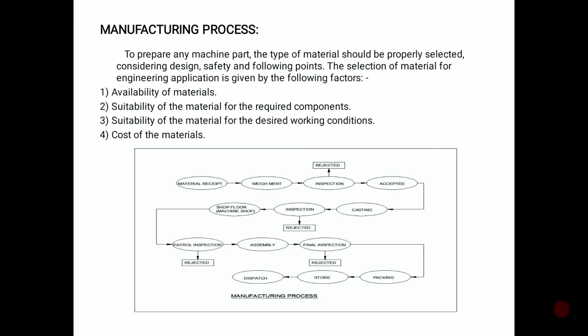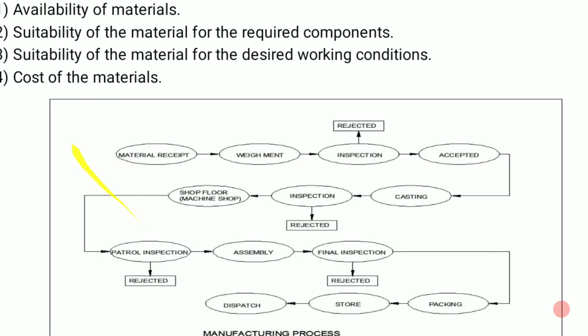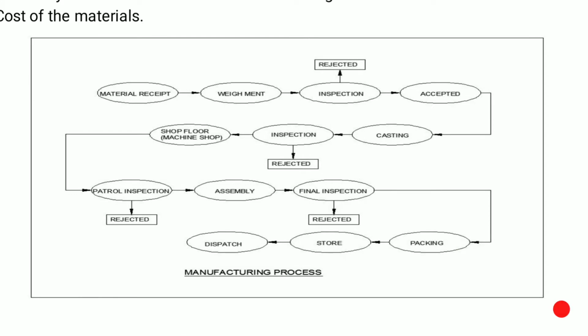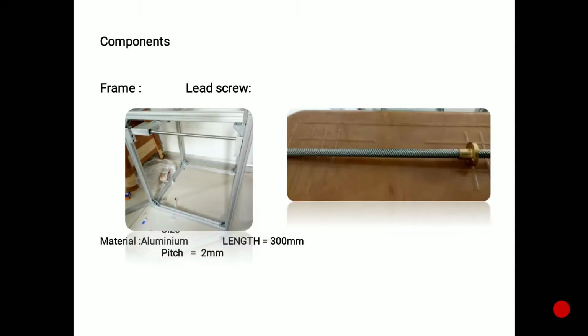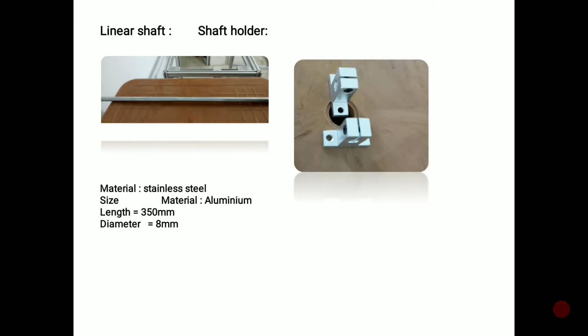So as you've seen, this is the table in which the manufacturing of the products is shown, and it's a flow chart. And this is the frame of the 3D printer, and this is the lead screw and linear shaft and shaft holder. The size of the linear shaft is actually length 350 mm and diameter 8 mm.